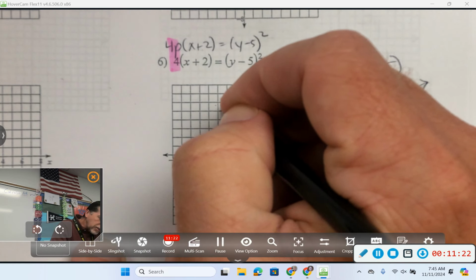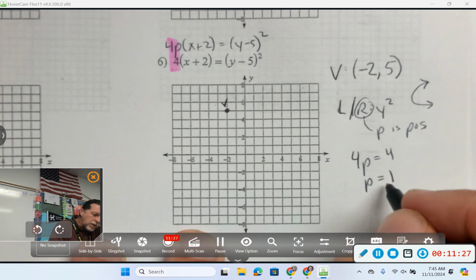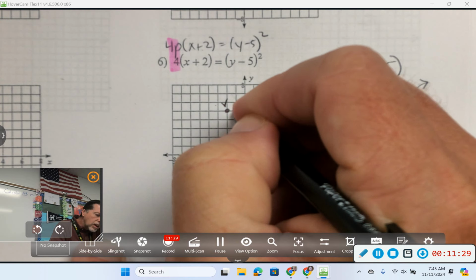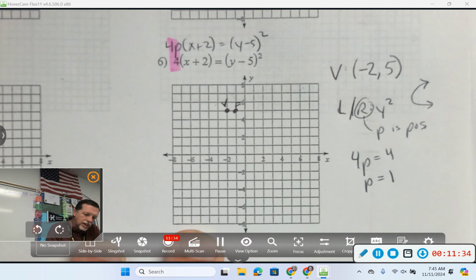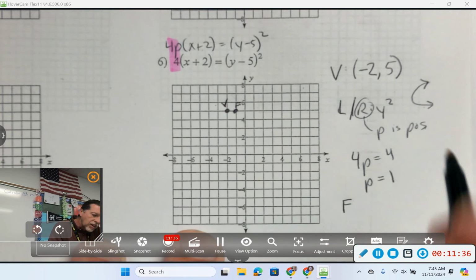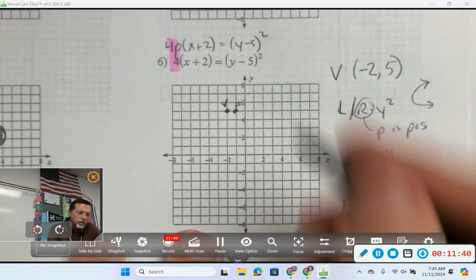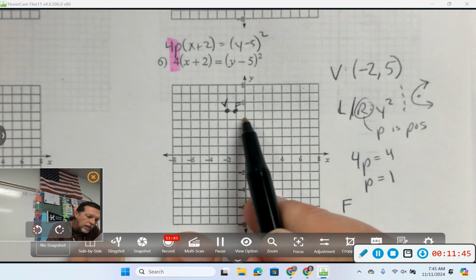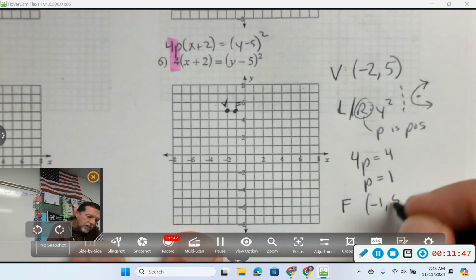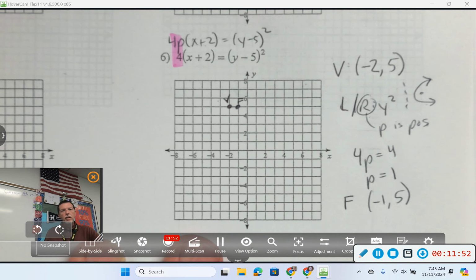So let's start labeling some things here. That's my vertex. That means, so if P is 1, the focus is only 1 away. And it did say to label these things. So there's my focus, 1 away. It always wraps around the focus, so that helps you know where the focus is. So that would be at negative 1, 5. It is going to be kind of a smaller parabola.